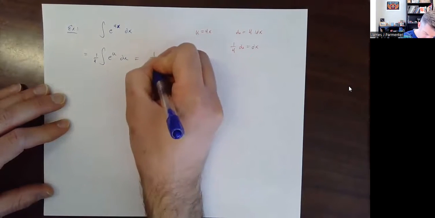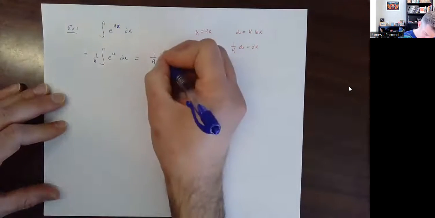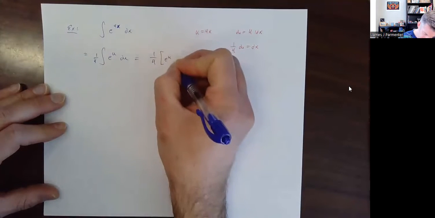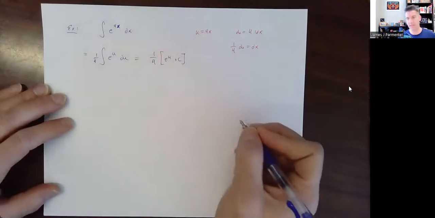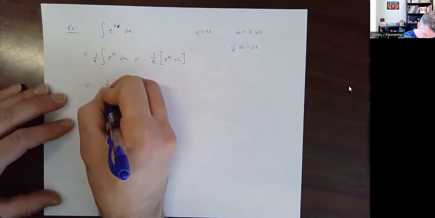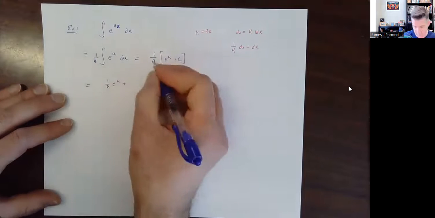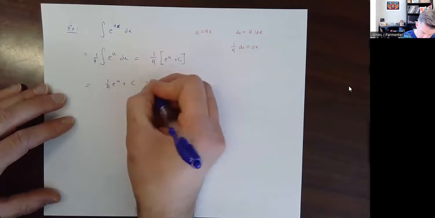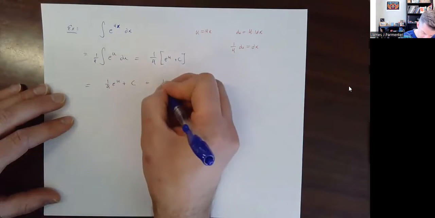The integral of e to the u is e to the u. I could put the plus c in here, but that seems kind of silly. And then we end up with 1/4 e to the u plus a new constant, 1/4 times c, which is another constant c. And then e to the u is really e to the 4x.